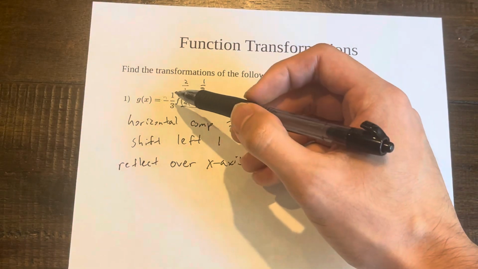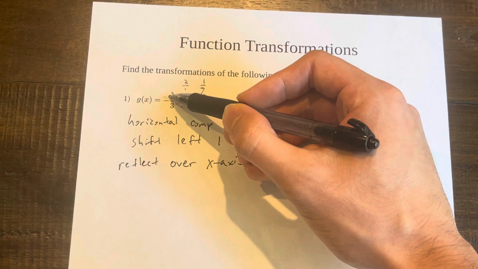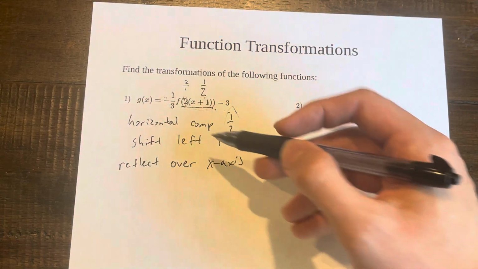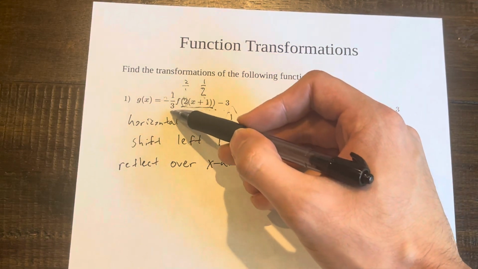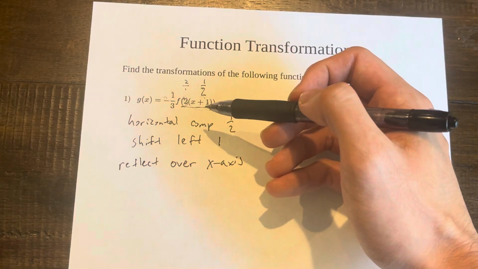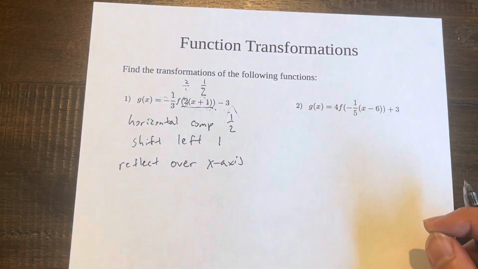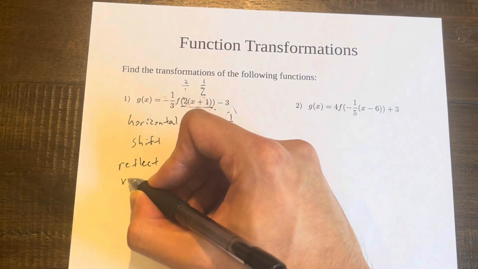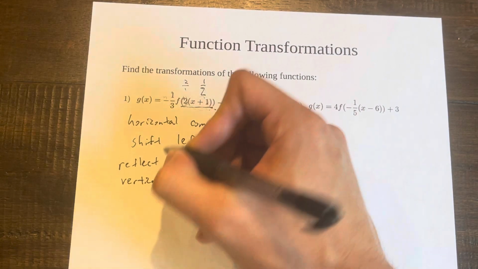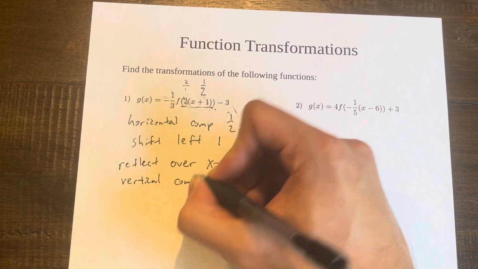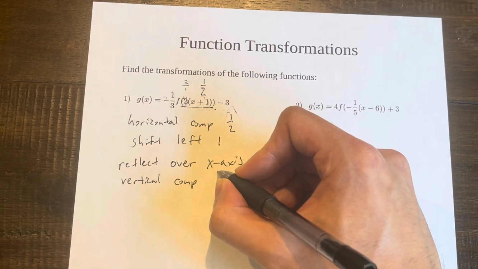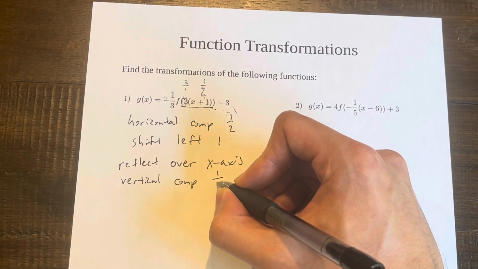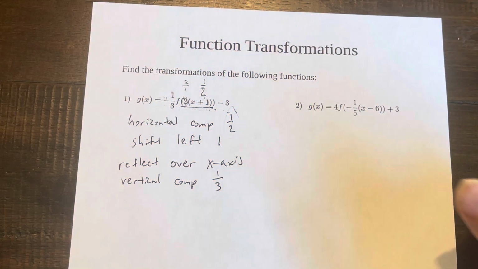And this 1/3, since we're outside the parentheses, we don't need to do anything special with this fraction. So it's going to be vertical. It's going to be a compression because this number is less than 1. It's going to be vertical compression by 1/3.